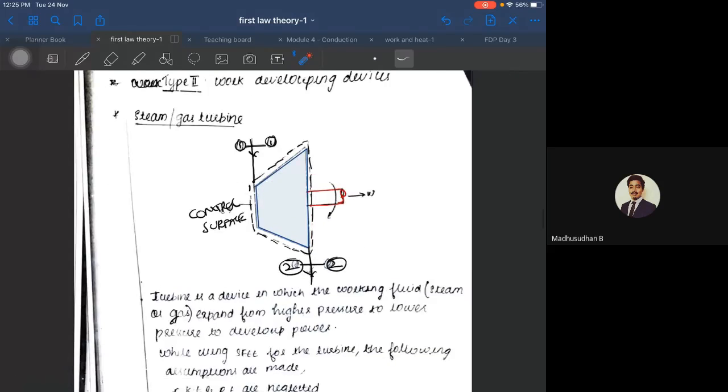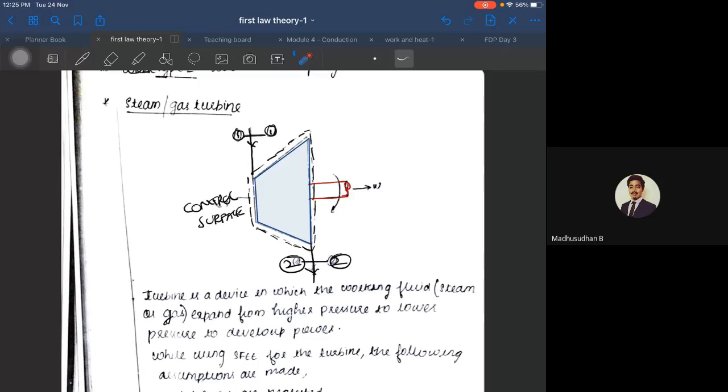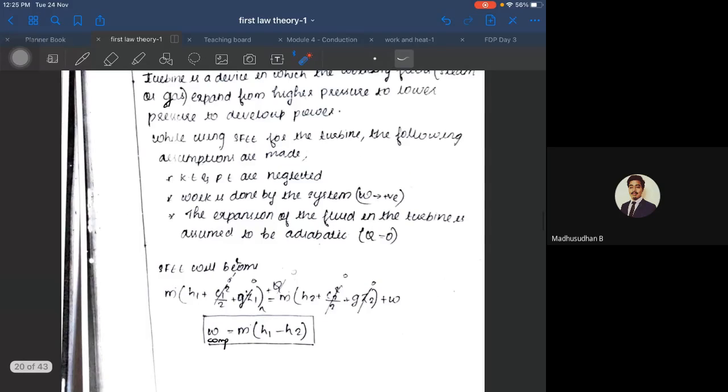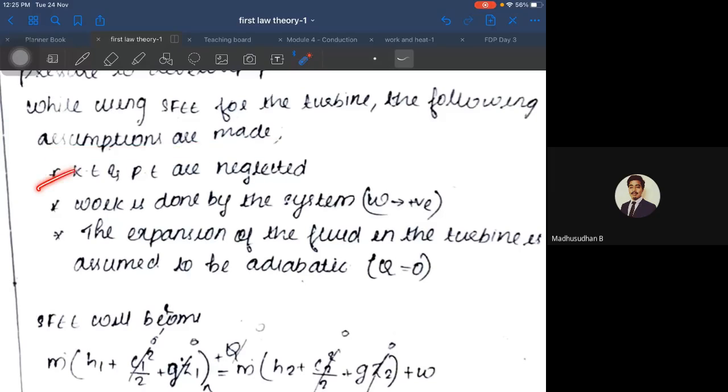Now, coming to the steam turbine. See, a steam turbine is an exact replica, a mirror image, of a compressor. There you work on the system, but in case of a steam or a gas turbine, the work is expected from the system. That means the system gives you the work. That's why the work done is positive over there. The same assumptions can be made here, that kinetic energy and potential energy are neglected. The work is done by the system, so it is positive.